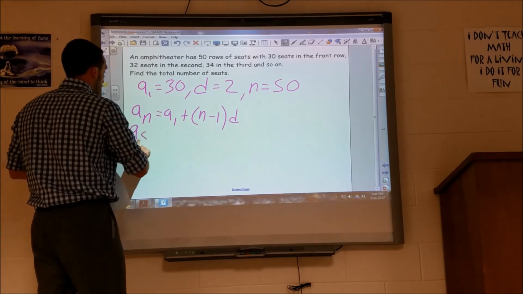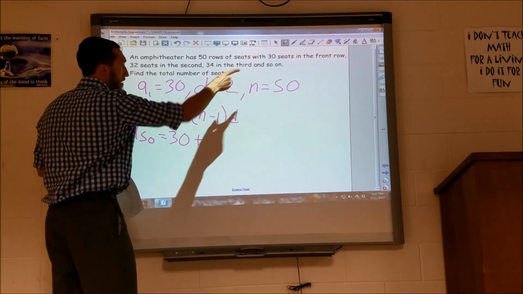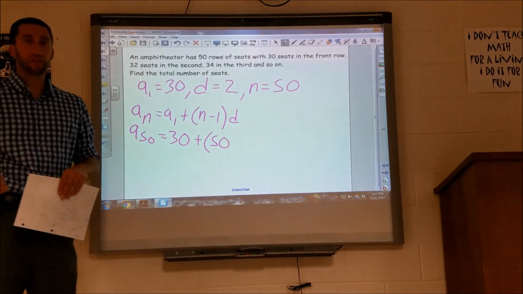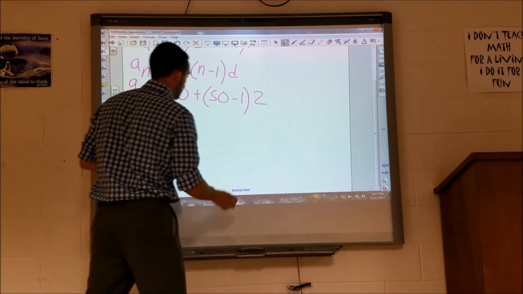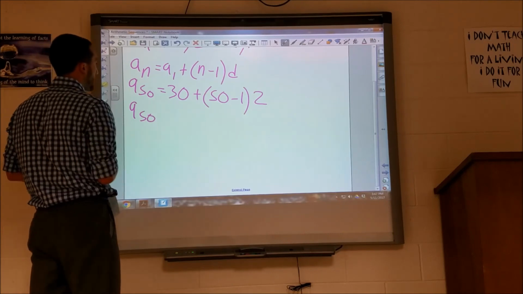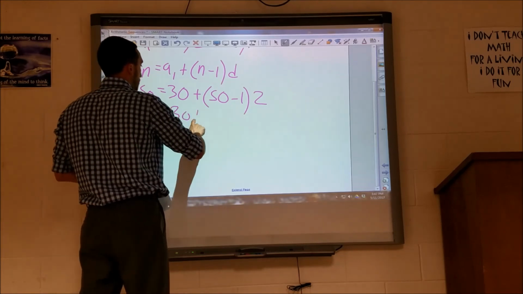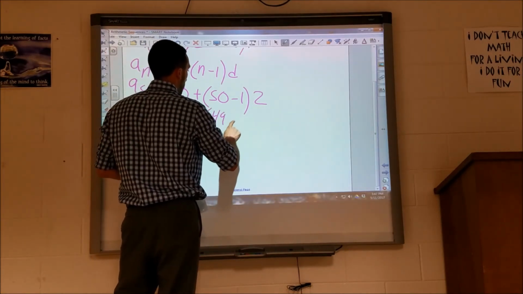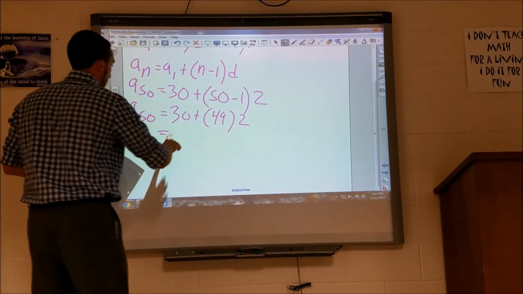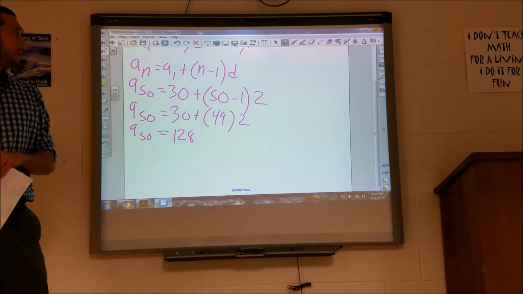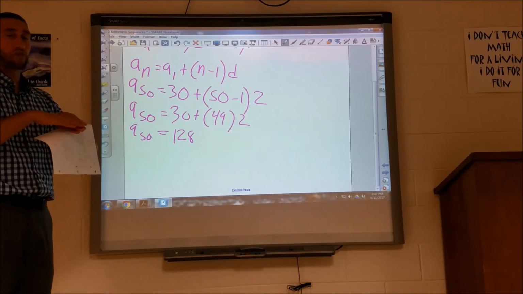So a sub n means a sub 50, a sub 1 is 30. Okay, I know I have 50 rows of seats. I don't know how many there are in the last row. That's what I'm looking for. And my common difference is 2. Okay, so I can see my 50th row of seats. My 50th term is 30 plus 49 times 2. And so I can see that the back of the amphitheater is going to have 128 seats. Cool. So now I know how many seats there are in the first row. Now I know how many seats there are in the last row.